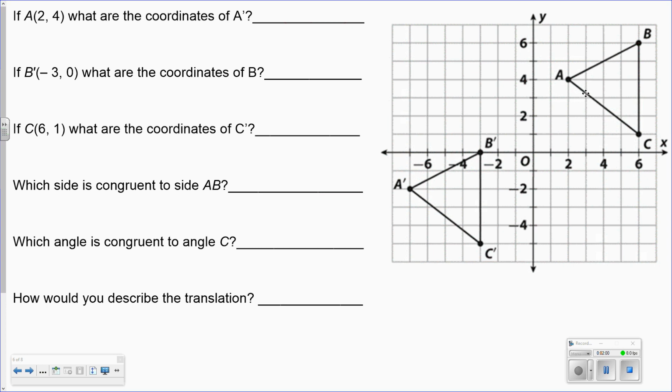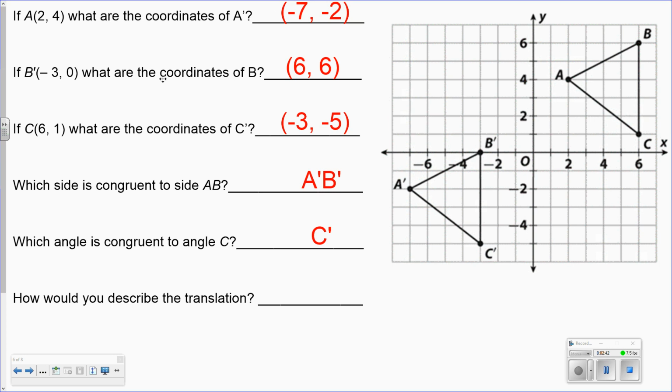So looking at this graph, we've got a translation of this triangle. If A is 2, 4, right here, 2, 4, what's A prime? 7, negative 2. If B prime is negative 3, 0, what's B over here? 6, 6. If C is 6, 1, what is C prime? Negative 3, negative 5. Which side is congruent to AB? Well, that's A prime, B prime. Which angle is congruent to C? C prime.